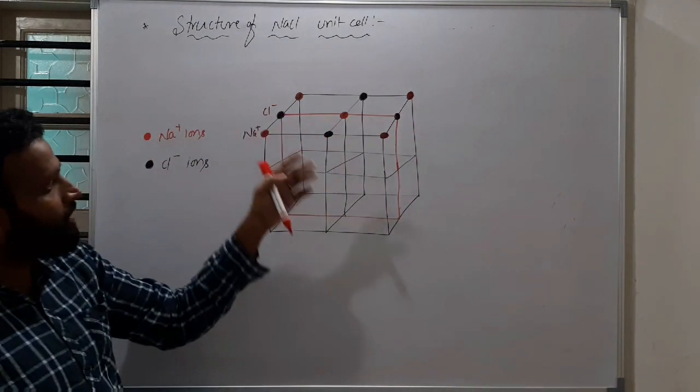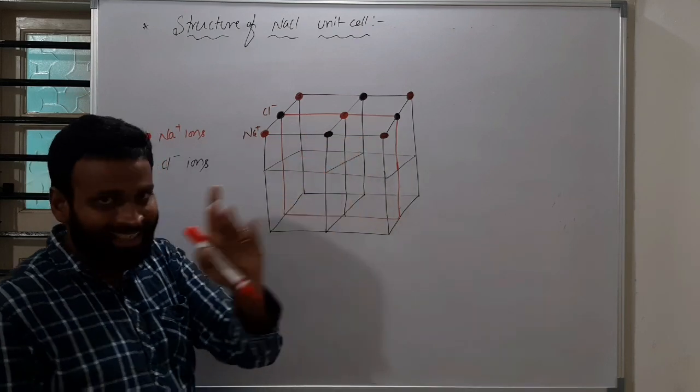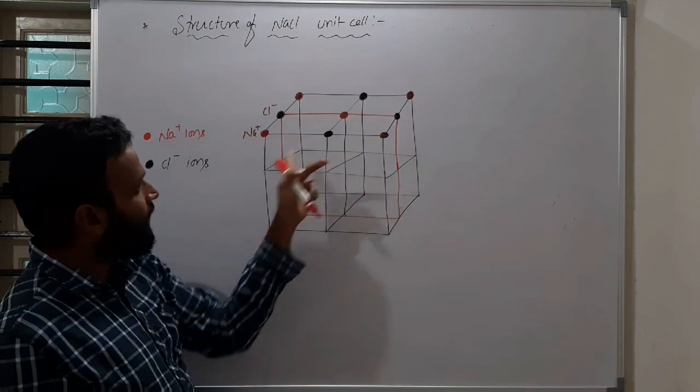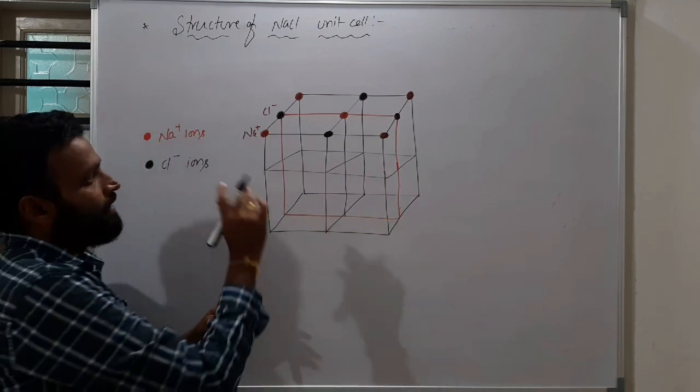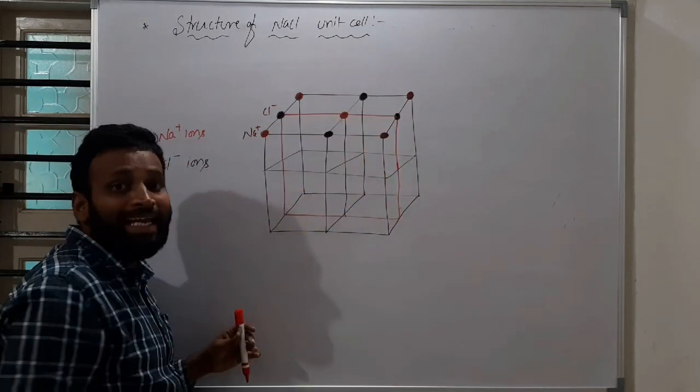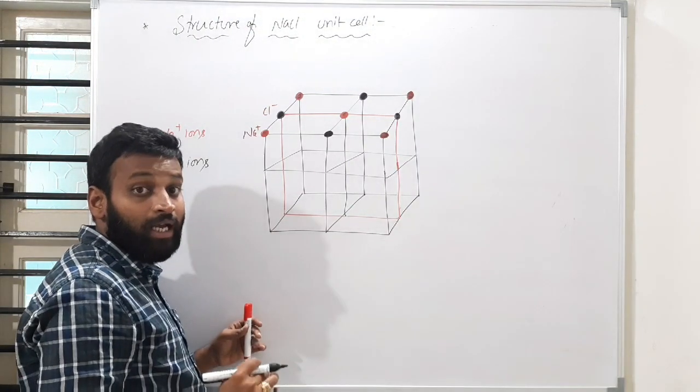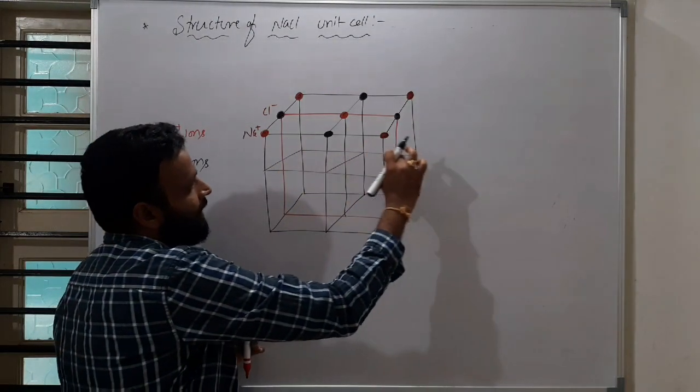So you observe, in total, 3 layers. Here is the first layer, in the middle is the second layer, and here you have a third layer. Total in one layer there are 9 ions. Here also you will have a total of 9.